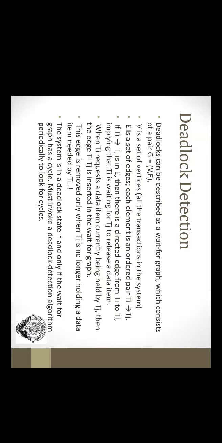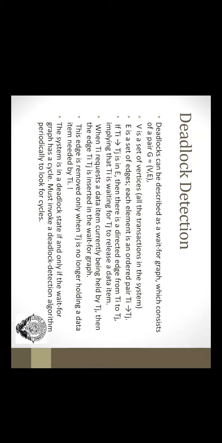When Ti requests a data item currently held by Tj, then the edge Ti to Tj is inserted in the wait-for graph. Let's say that transaction Ti wants a data item which is held by Tj at that time, and it is continuously requesting the data item which is held by Tj.